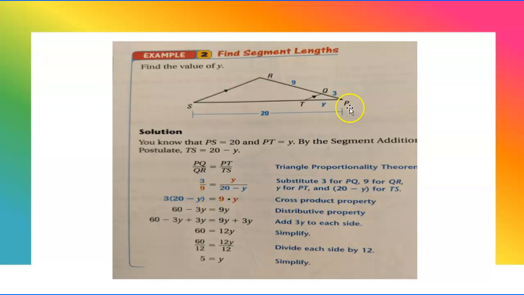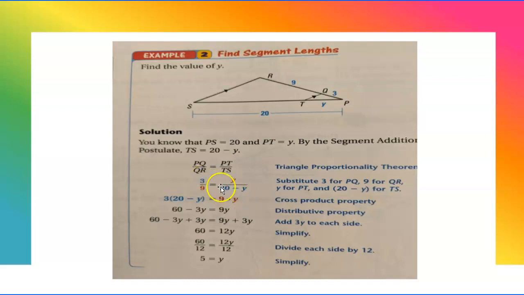So I'm going to put 3 over 9. There's your 3, there's your 9. Equals Y, because that's the one that corresponds there. Over, but I don't have a measurement for this one, and I don't know what Y is. So what I have to do is 20 minus Y will tell me that value. So 20 is the total, minus this little segment is going to give me ST. So that's what I put down there, just 20 minus Y. It's kind of like that substitution thing going on, where we're substituting something in.